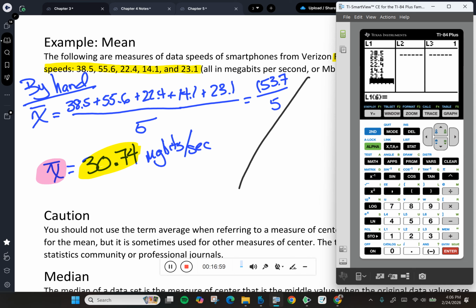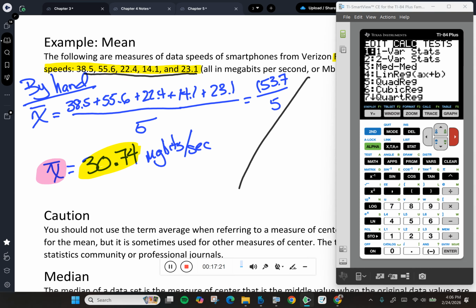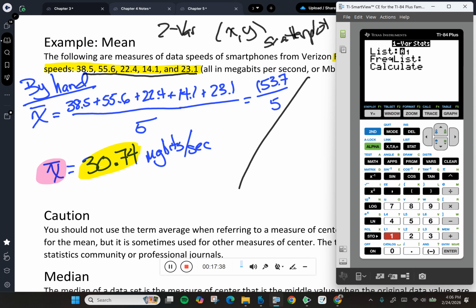So I'm going to go back to that stat button. See how there's 3 drop-down menus across the top? Edit, calculate, and test. I'm going to scroll over to calculate and ask the calculator to perform a calculation of one variable statistics. This is a data set of just one variable. Two variable is when you have x's and y's. Remember the scatter plot data? That kind of thing would be 2 variable stats. This is just a list of numbers, so I'm going to press one variable stat. And then it's going to ask me some questions. It's going to ask me, first off, where did you hide the data set?